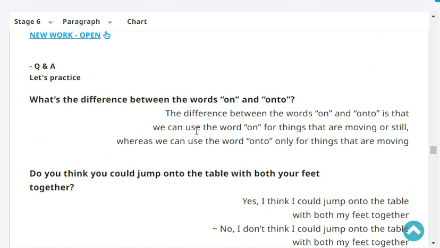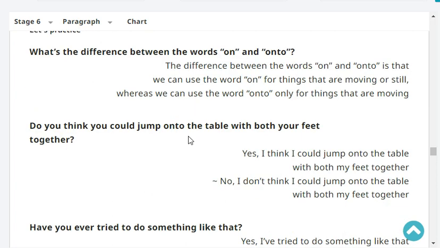Greg, what's the difference between the words on and onto? The difference between the words on and onto is that we can use the word on for things that are moving or still, whereas we can use the word onto only for things that are moving.